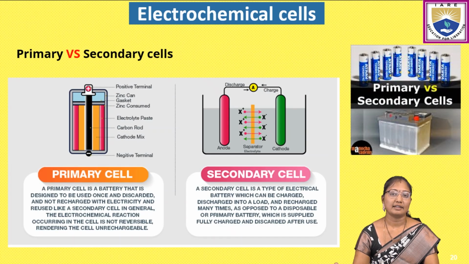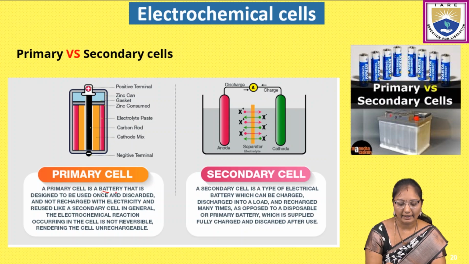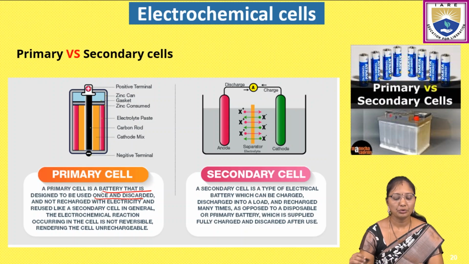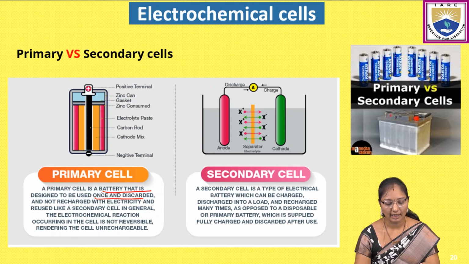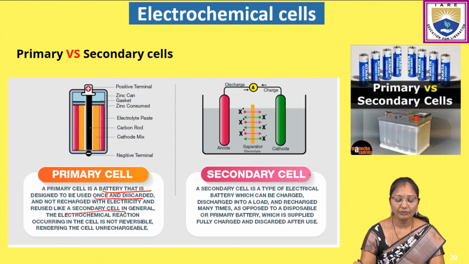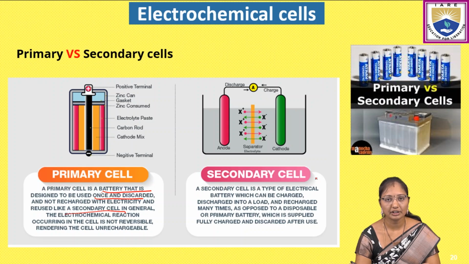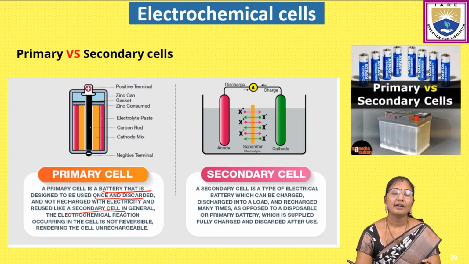So what are the secondary cells? They can be recharged, and this is the difference between the primary and secondary cells. A primary cell is a battery that is designed to be used once and has to be discarded, whereas in secondary cells, we can use it, and after the discharge of the battery, we can charge it again and again and use it. The batteries which we are using in mobiles and laptops are all rechargeable batteries, which come under the category of the secondary cells of voltaic or galvanic cells.